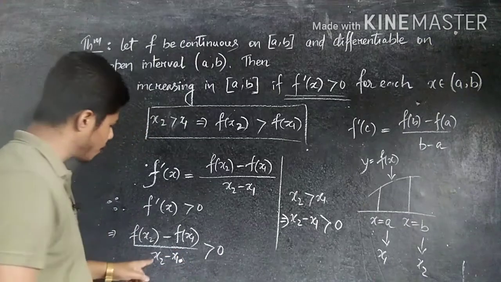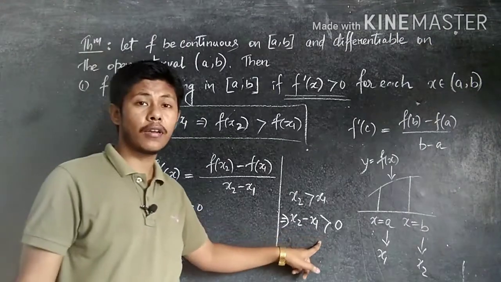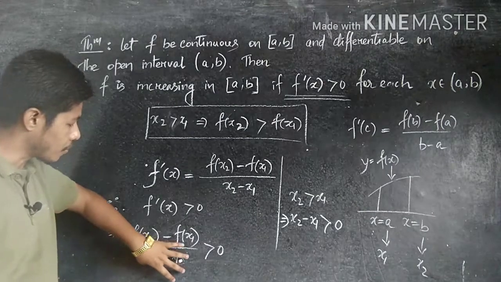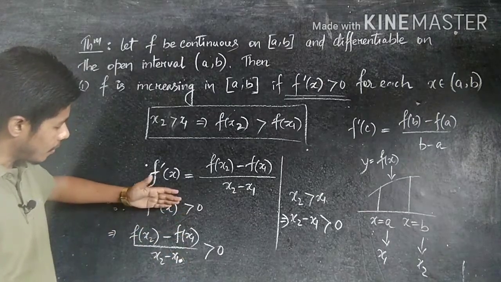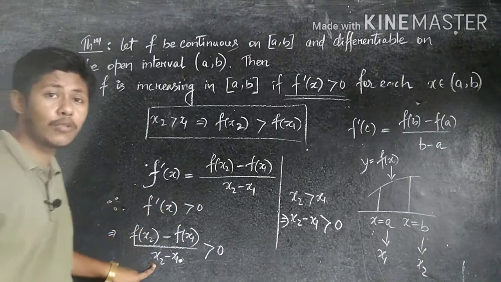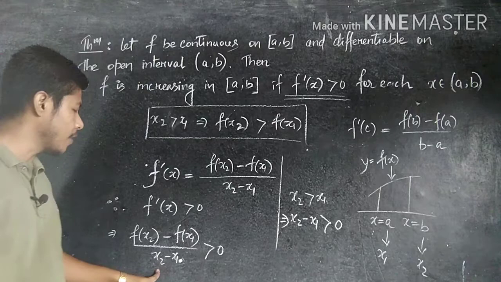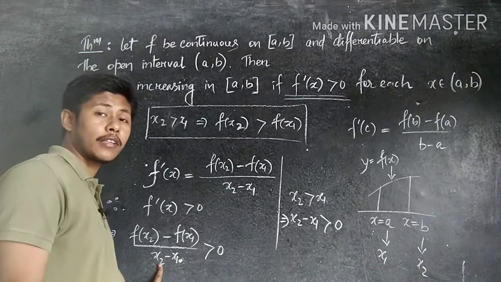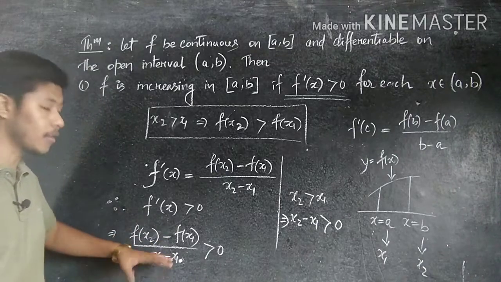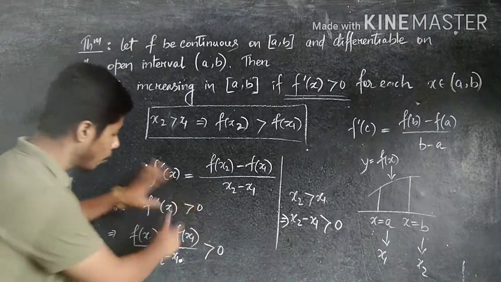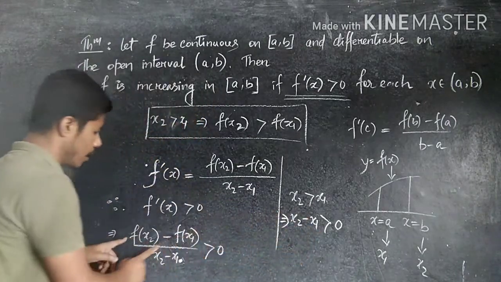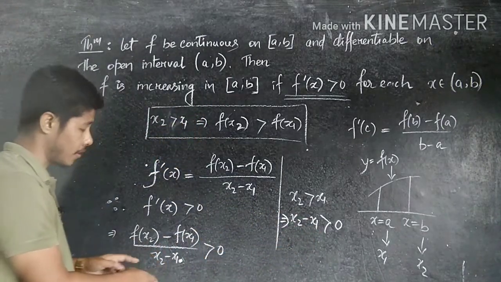So now we already proved x2 minus x1 is greater than 0. If this value is greater than 0, then the above part, we already know, is greater than 0, meaning a positive value. Since the whole part is greater than 0, that means we already proved this part is greater than 0. So ultimately from here what can we say?